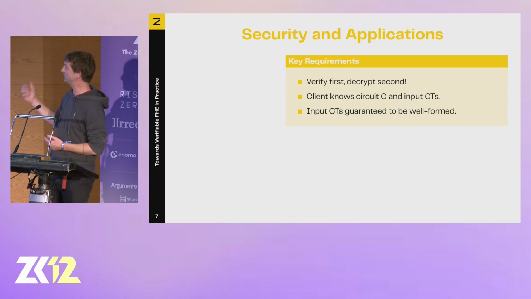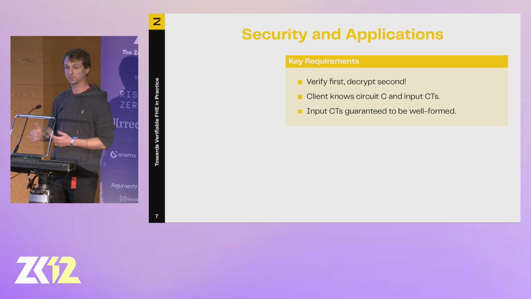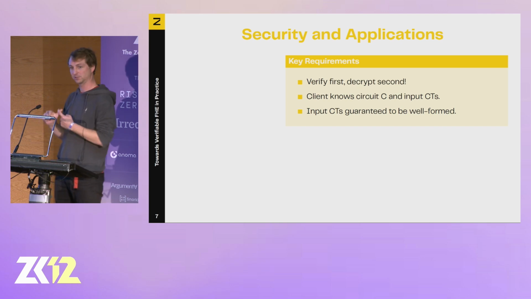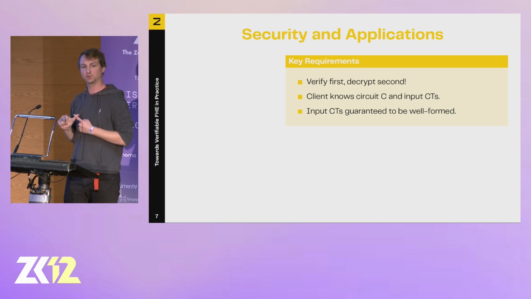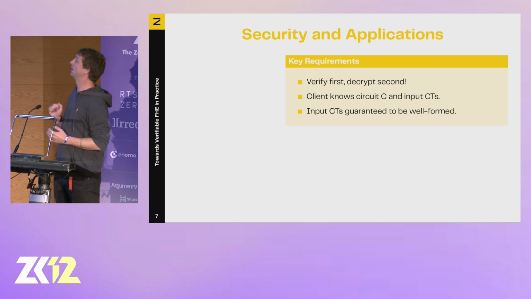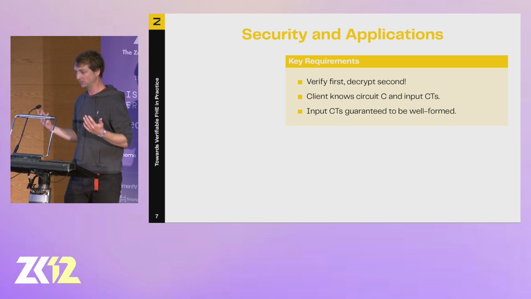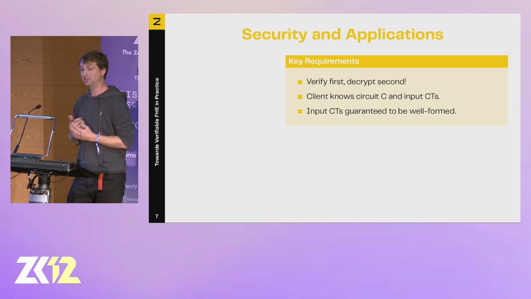One is, as I mentioned before, it's important that you verify first and decrypt second. Whoever is in your protocol, whoever is decrypting, should also always be verifying first. The second is that the client who's verifying actually needs to know the circuit and the input ciphertext. They need this for the verification.